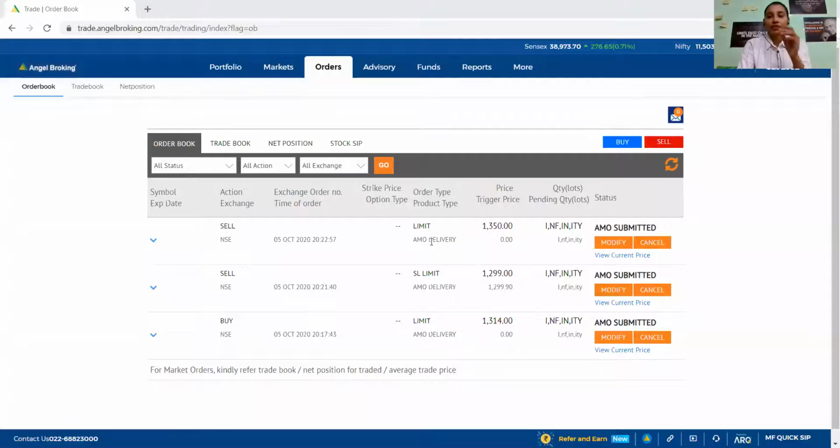Now let me just show you. This was a buy trade, by the way. You can always be very smart. I will explain this at the end of the video, how you can be very smart in placing the trades to your benefit.